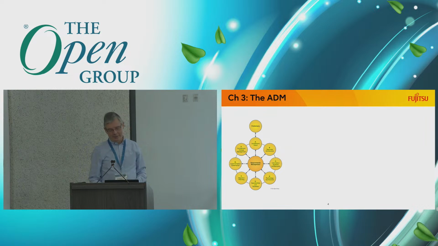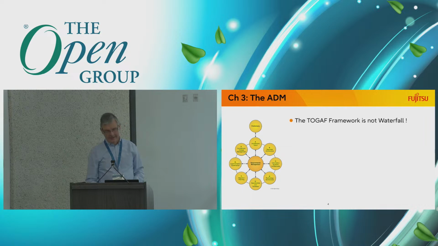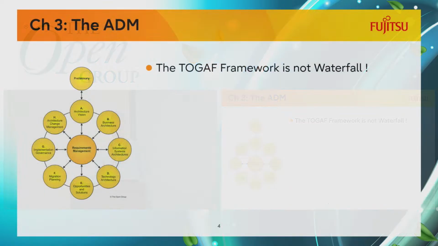But chapter 3 is just introducing the ADM and how that fits into an agile delivery environment. I guess the one key point that this is making is that the TOGAF framework is not a waterfall thing. It's still something I hear quite a lot: TOGAF ADM is waterfall, and people cite the fact that the ADM talks about phase A, phase B, phase C, and so on. Well, that's obviously waterfall, isn't it? No, not at all.